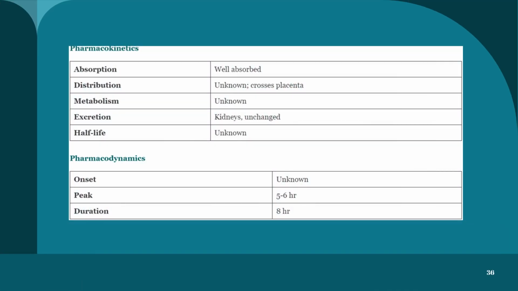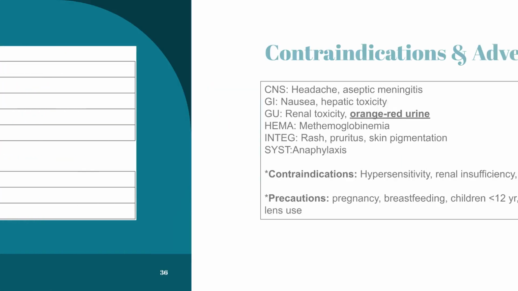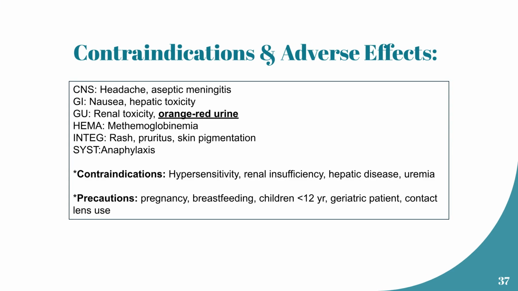This slide visually displays the drug, oxybutynin. Adverse effects of oxybutynin include anxiety, dizziness, blurred vision, nausea, constipation, and urinary retention. Contraindications include hypersensitivity, GI obstruction, urinary retention, and glaucoma. Precautions include pregnancy, cardiac disease, and dementia.